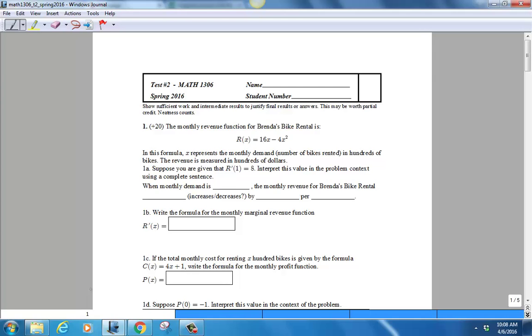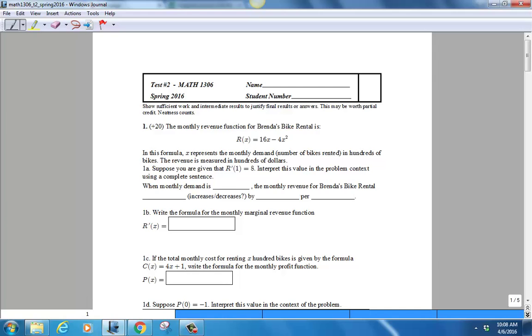Notice the very first equation says R prime. So that's a rate of change. That's a marginal revenue, not the revenue. R prime of 1 is equal to 8, and we just want to interpret this value in the context of the problem. So all you have to do is fill in the blanks here.